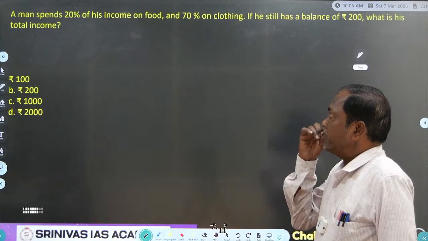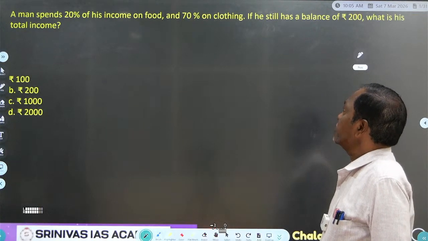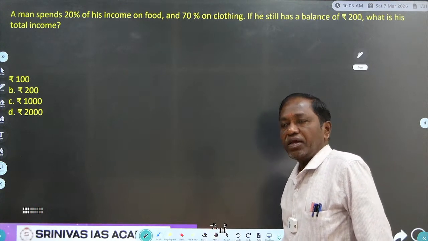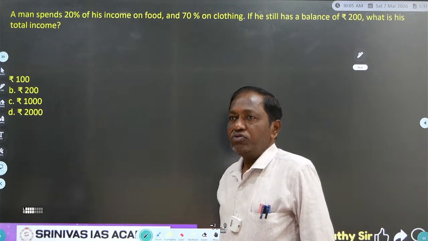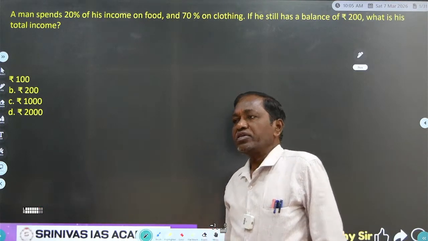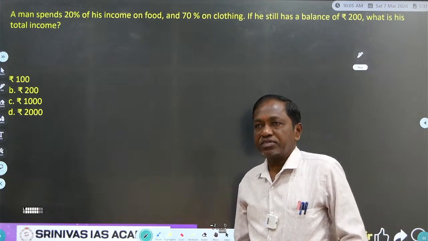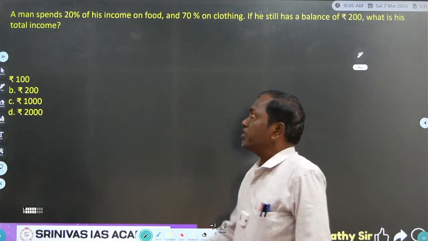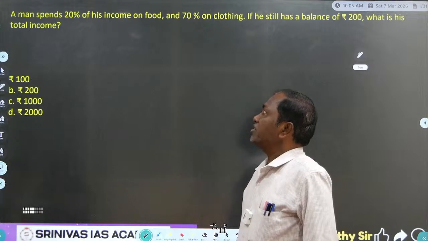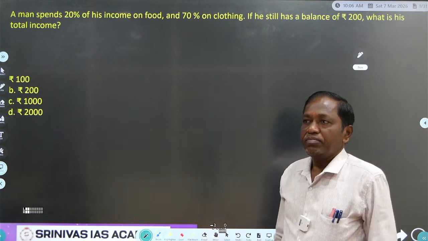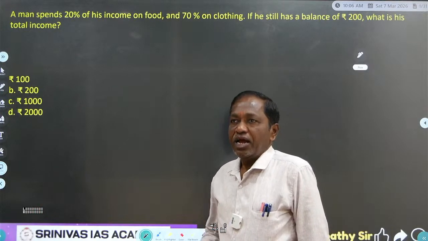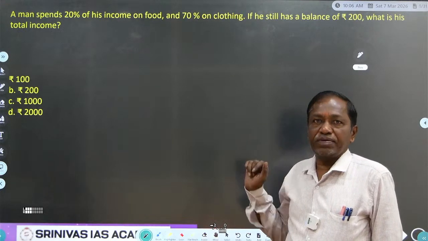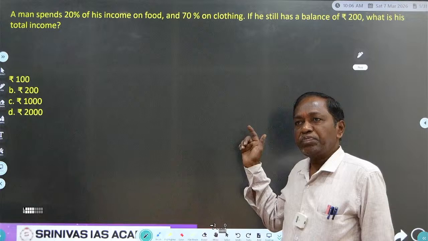A man spends 20% of his income on food and 70% on clothing. If he still has a balance of rupees 200 with him, what is his total income? Let the total income be equal to 100%. Whatever income I generate is equal to 100%. Out of that, I spend 20% on food and 70% on clothing, and I will have 200 rupees in my purse.